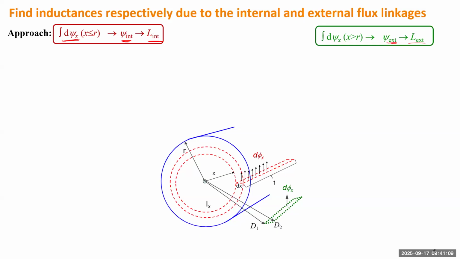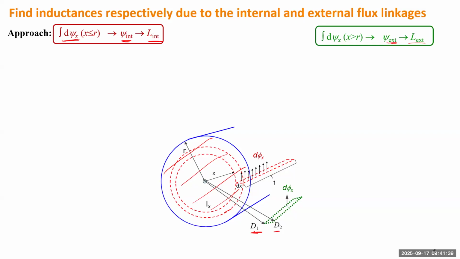And this is still the same picture. We consider two scenarios. I use the red color to indicate everything inside the conductor. The green indicates outside. So for inside, we're going to study the total inductance for this entire volume. But for outside, we have to define two distances. One is D1. D1 is closer to the center. D2 is further from the center.